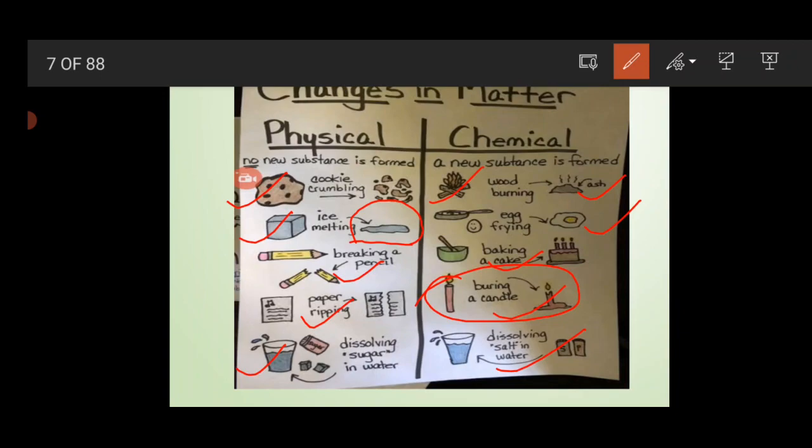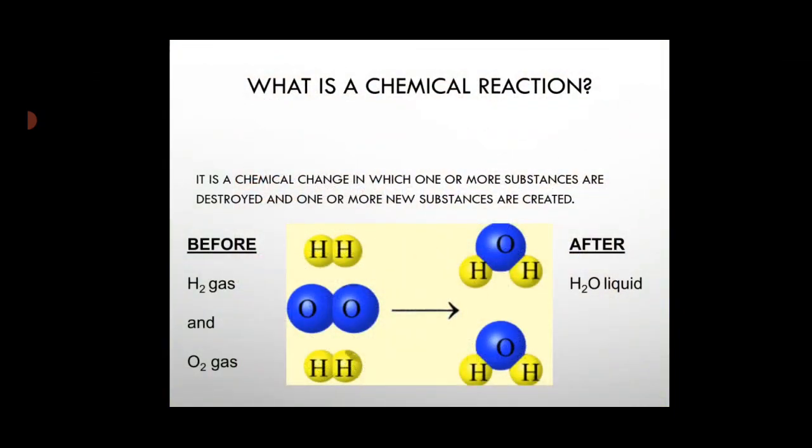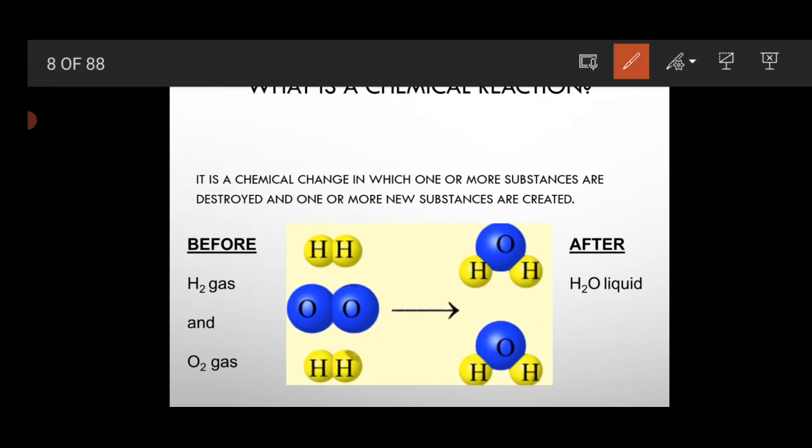So let's just start with the introduction of chemical reaction. What is a chemical reaction? Basically, a chemical reaction is a chemical change in which one or more substances are destroyed and one or more new substances are created. Okay, look at the figure.